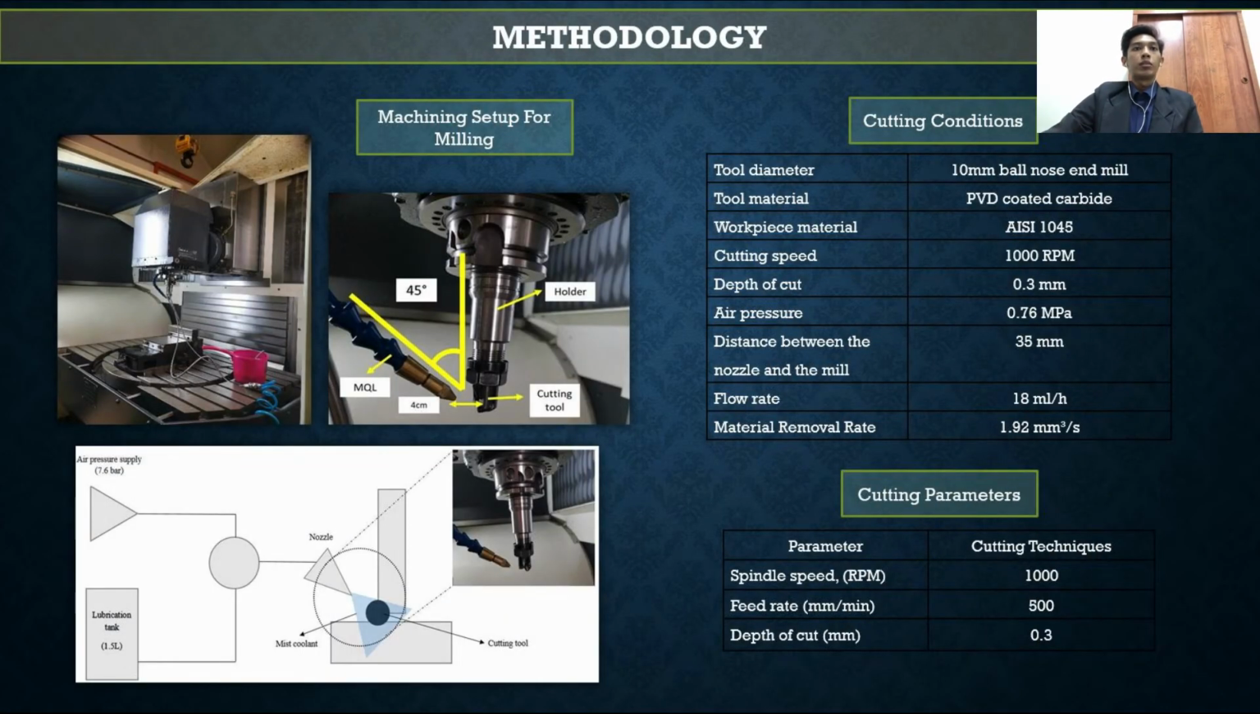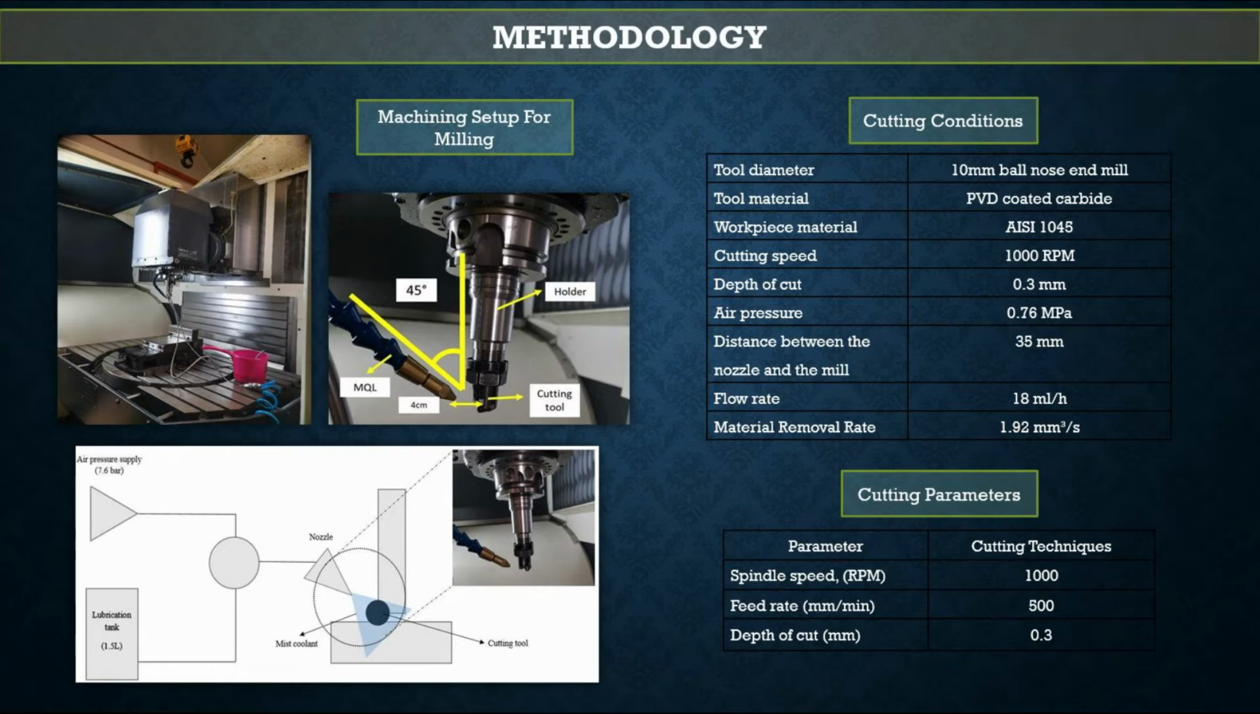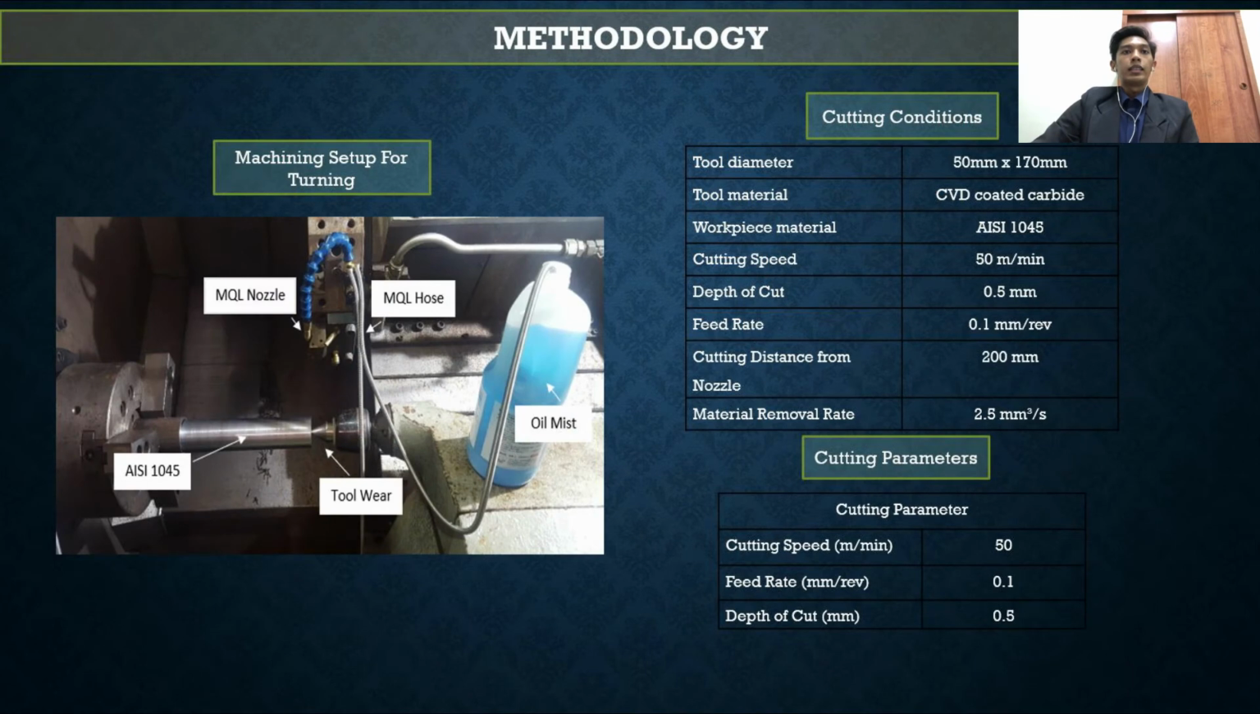So inside the methodology, this is the machining setup for milling experiment. As we can see, the cutting condition that was used by the past experiment, and this is our cutting parameter that was used also in the past. So the next slide is about turning process.